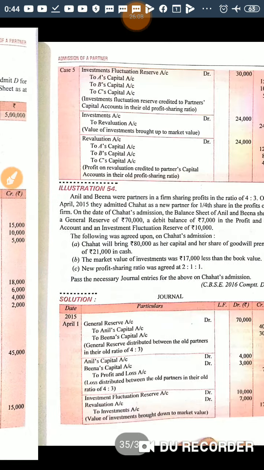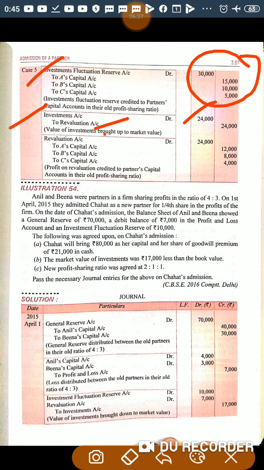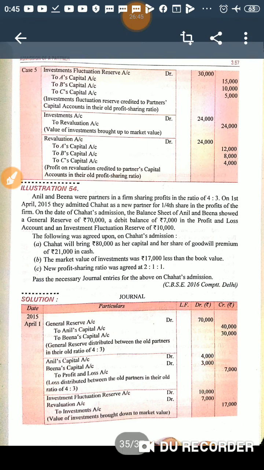Now see how it is. The investment fluctuation fund reserve will be distributed among the old partners in their old ratio. Now investment is increased by 24,000, and this increase in investment is a profit for the business. So for this profit, revaluation account will be credited, and this income should be distributed among the old partners. It has a credit balance, so it should be debited, and the old partners' capital accounts should be credited. Right.